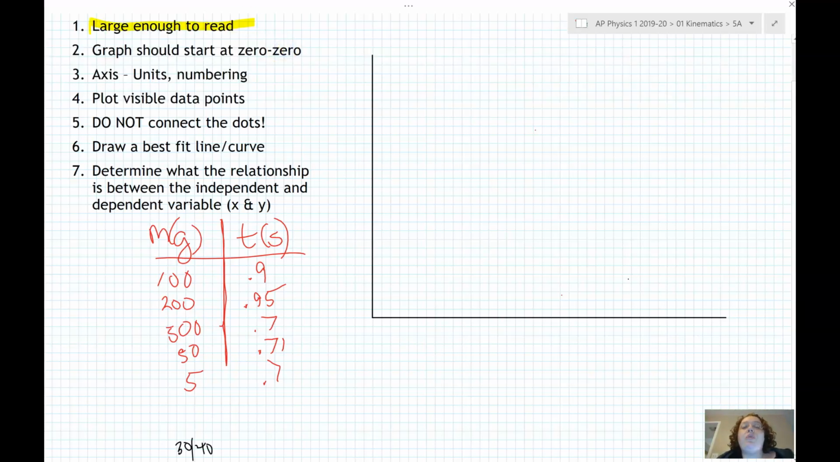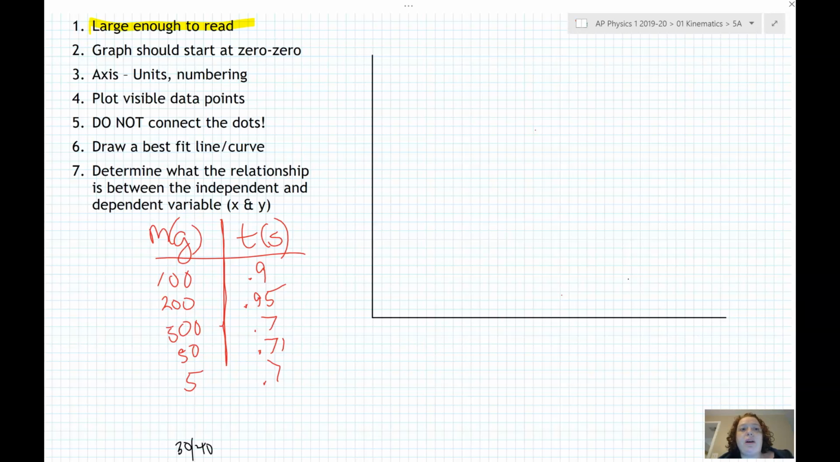We're not talking about half a sheet. I want these to be full sheet. You're going to take your notebook and either turn it horizontally, or take your piece of paper, turn it horizontal, and fill it up. The more magnified your graph is, the easier it is to see a trend. So make it large enough to read.